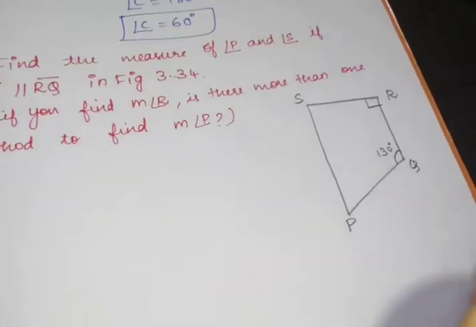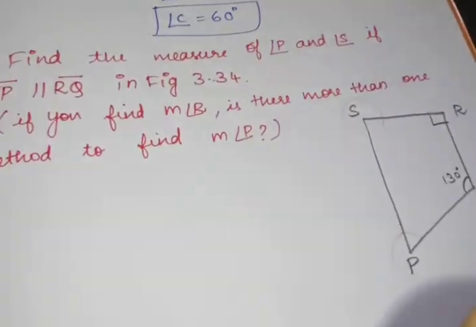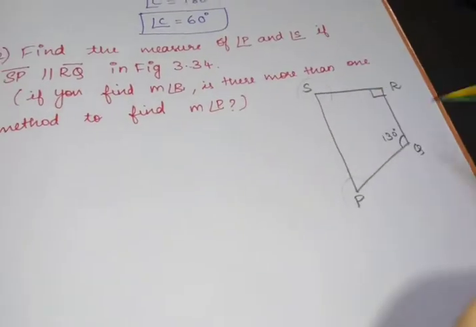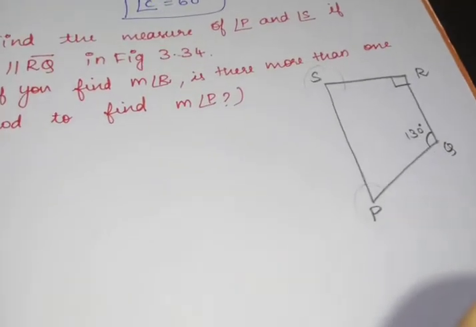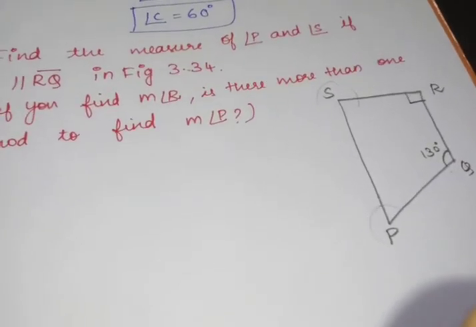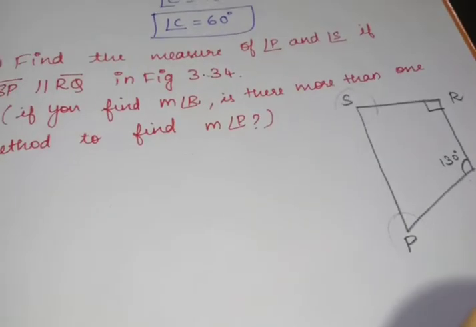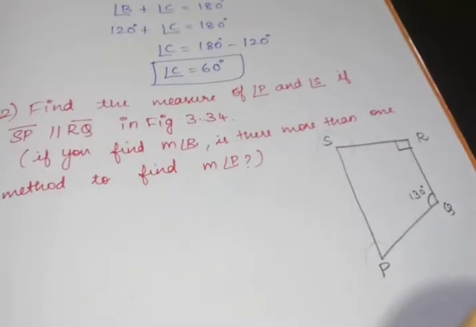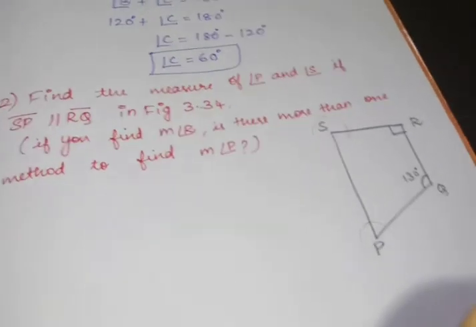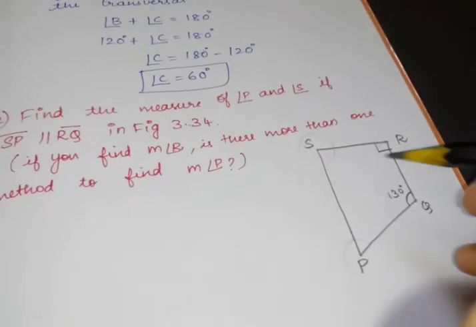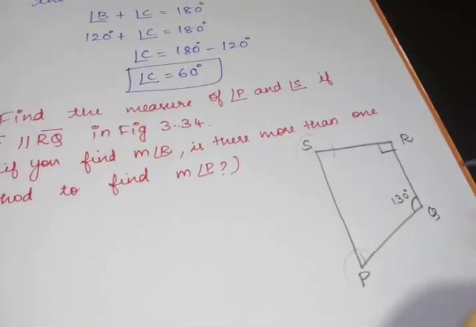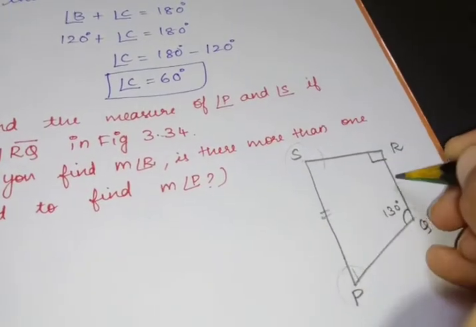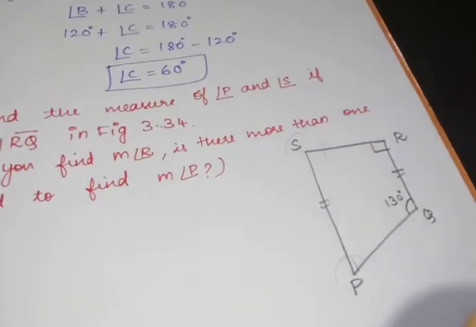Next, 12th problem, find the measure of angle P and S. If it is a parallelogram, we can easily find it because opposite angles of a parallelogram are equal. But if it is a trapezium, the only property is the transversal property. Here SP and RQ are parallel.